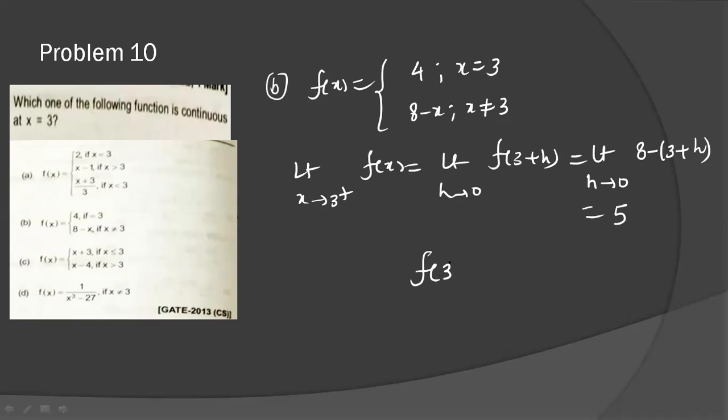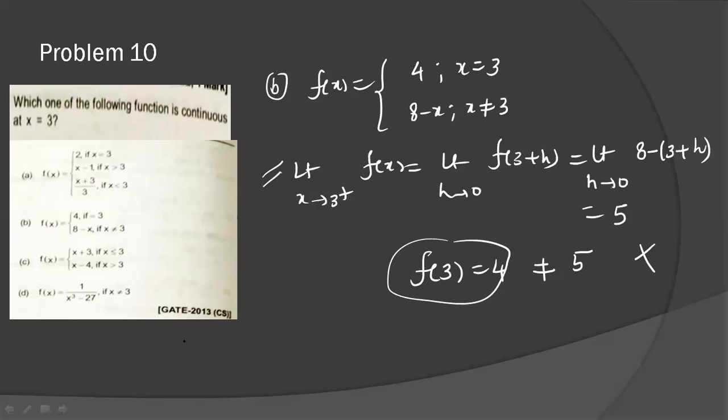And the function at 3 is equal to 4, which is not equal to the right hand limit or any one of the limits, so the function will not be continuous. Because these limits should be equal to the function value. And you can see that if any of the limits is not equal to the value of the function at that point, then the function will not be continuous.